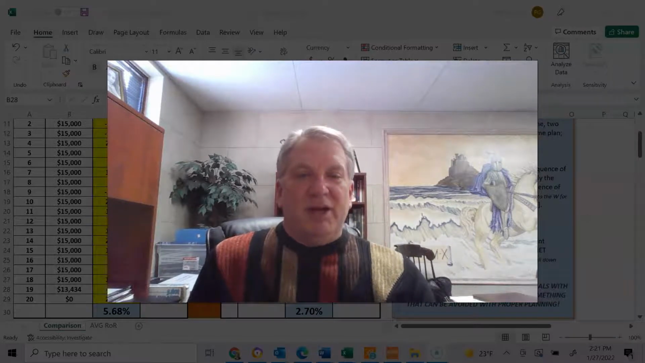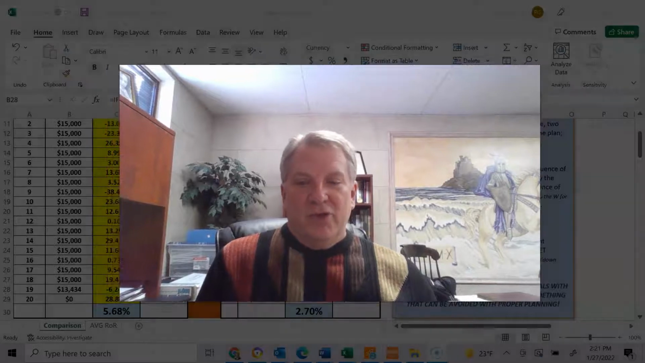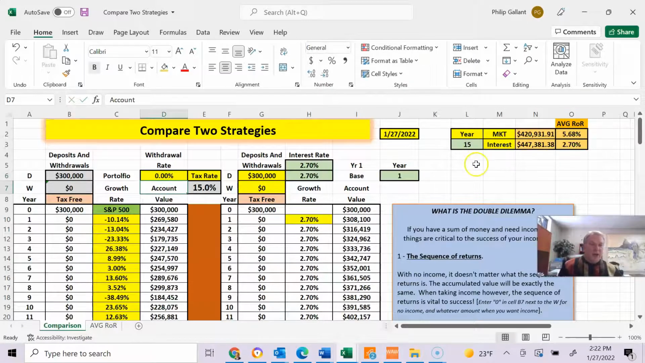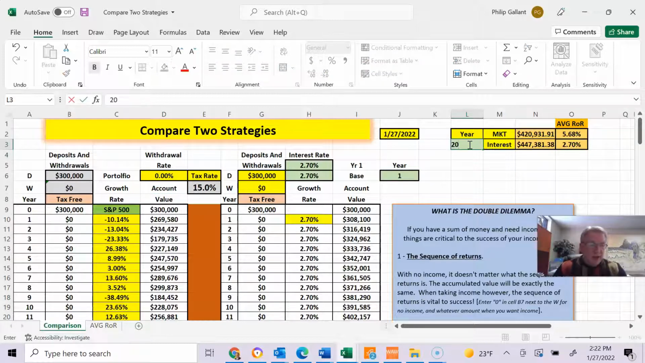If we weren't taking any money from either of these accounts, you're going to see that the average rate of return really doesn't matter, because if I put a 0 here, where we're not going to withdraw anything, then at the end of, if we go to the 20th year, the market-based account is going to have $670,000 in it, and the interest-bearing account is going to have $511,000.